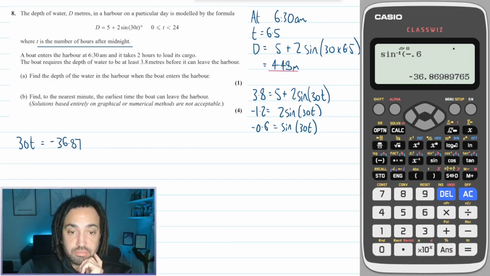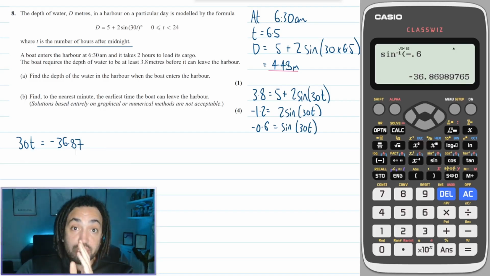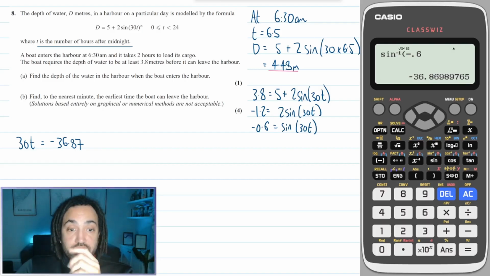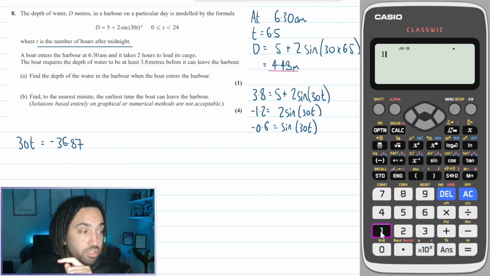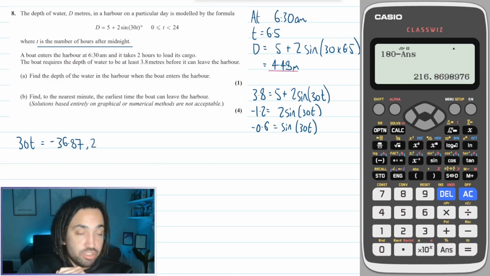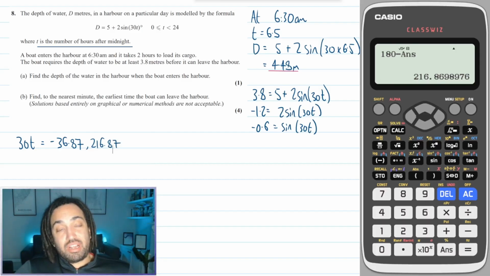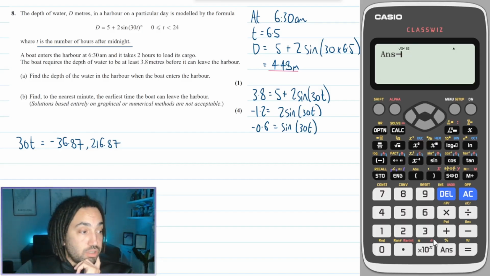36.86 or 87. As soon as you press sine to the minus 1 on your calculator to find a trig solution, you need to find the second solution straight away. You do that by doing 180 minus for sine. For cos it's 360 minus, for tan it's 180 plus. And that gives me 216.87. And I might just find a third solution as well, because I reckon I might need it. It's just easier to do it now.